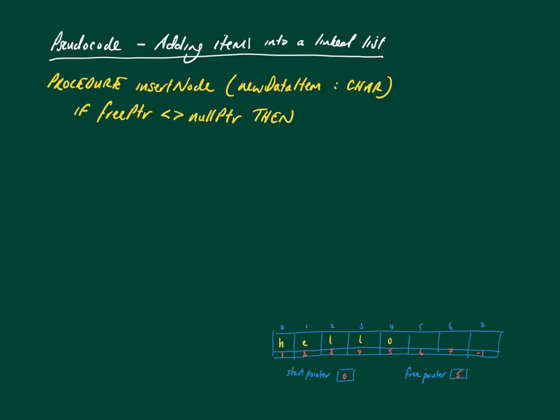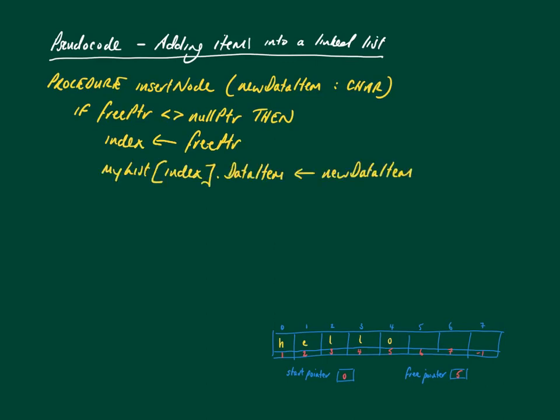The first thing we do is we check that the free pointer, which is currently 5, is not the null pointer. If that is true, i.e. free pointer is not the null pointer, then we can continue to insert the node into our linked list. If free pointer is null pointer, there's no space for us. So we set the variable index to be equal to the free pointer.